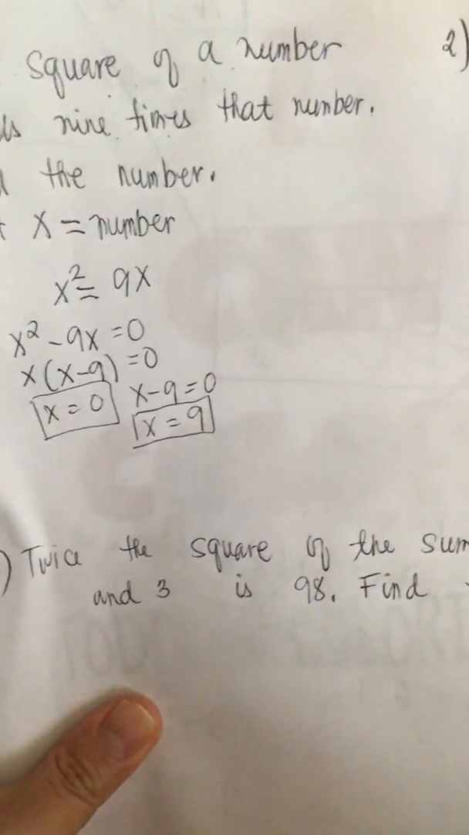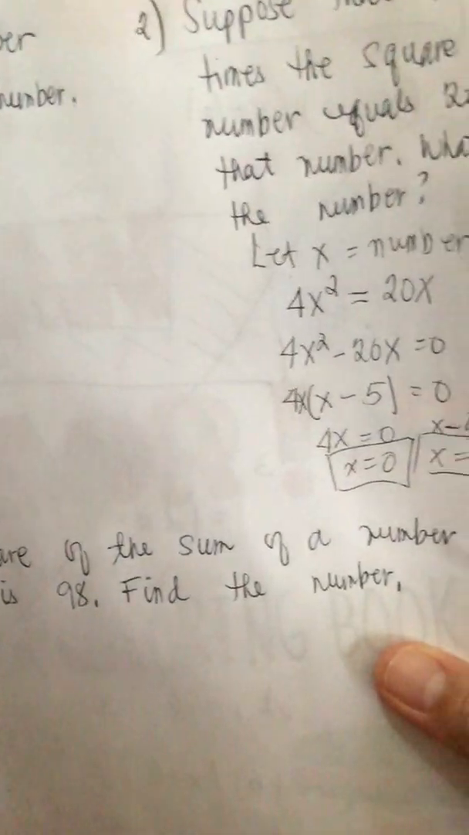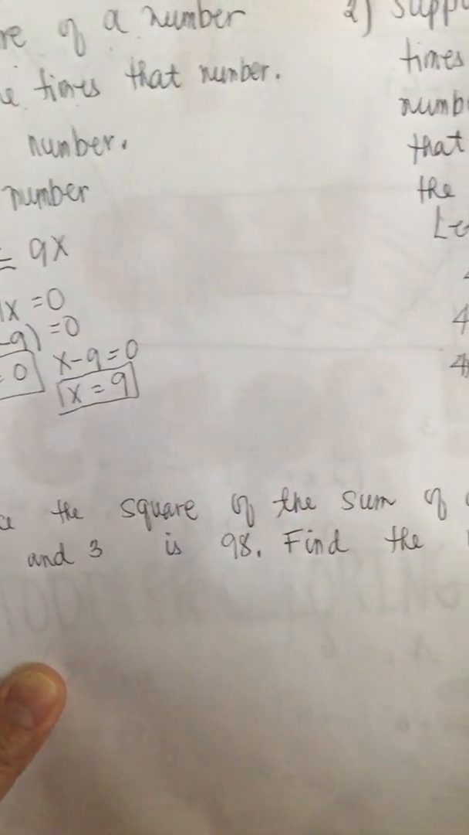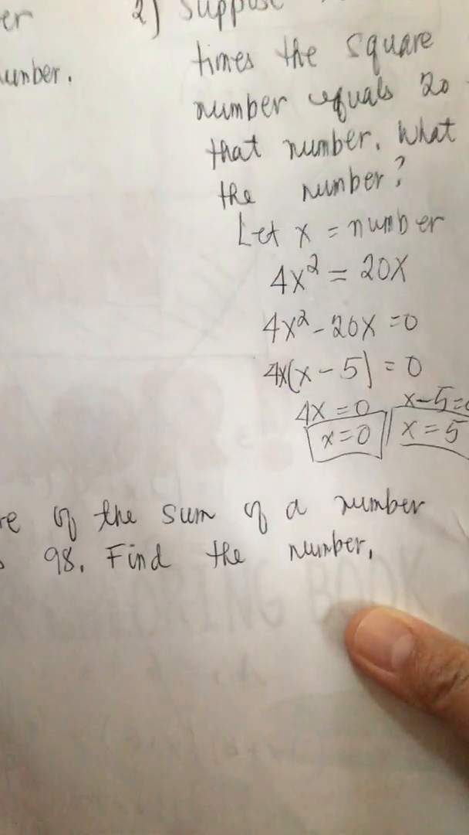And then the third one, twice the square of the sum of a number and 3 is 98. Find the number.